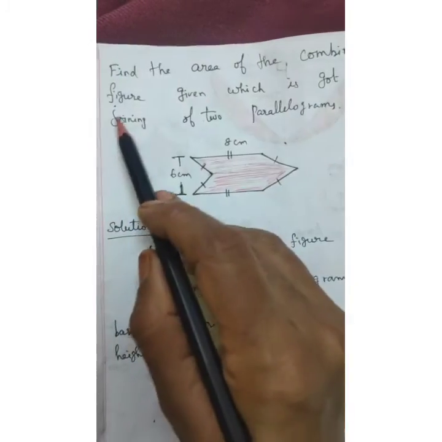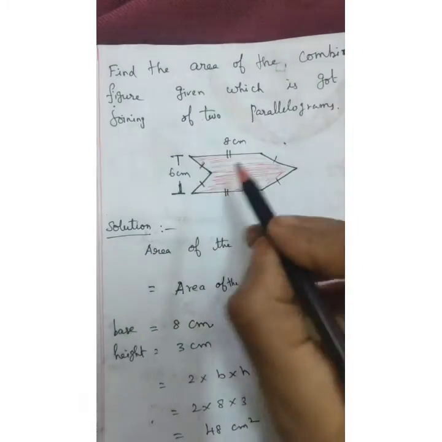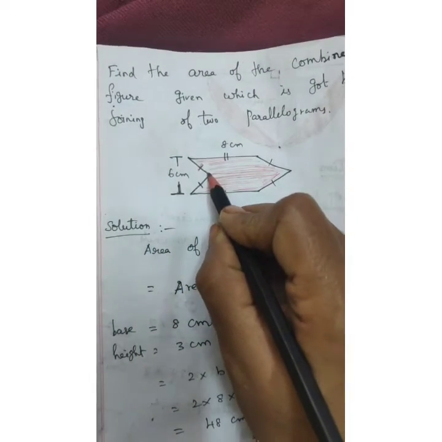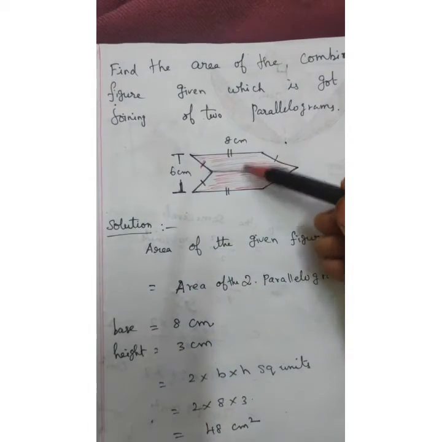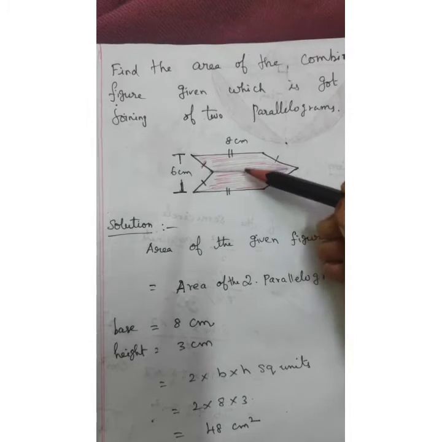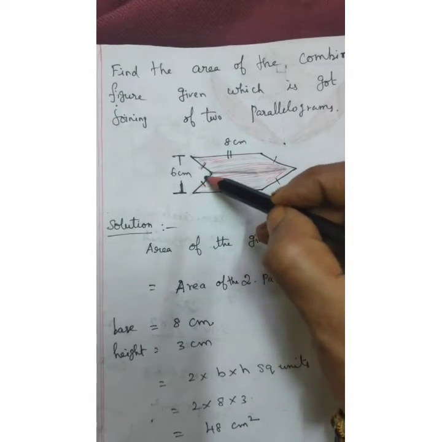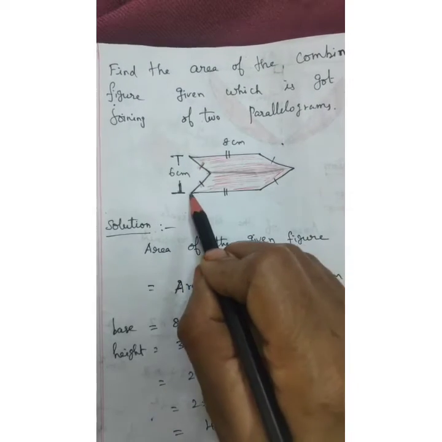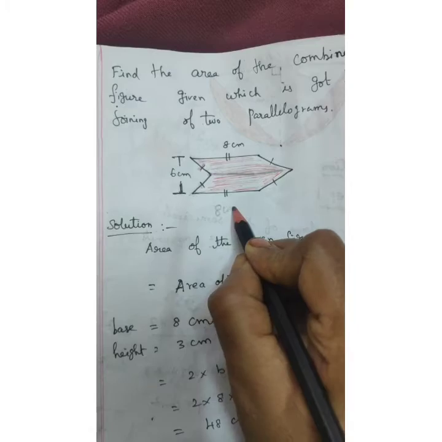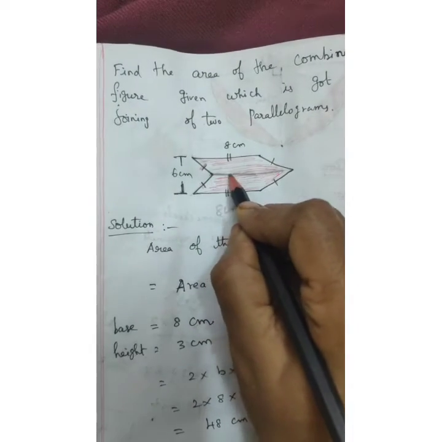Third question, find the area of the combined figure. Full area we have to find. Combined figure, two figures are combined. How do we find it? Here you draw one line. This is one parallelogram, this is another parallelogram. How do we know this is a parallelogram? Sides: this side and this side are equal. Here 8 centimeter, here also 8 centimeter. This side also equal, next this side also equal. These are the two parallelograms.